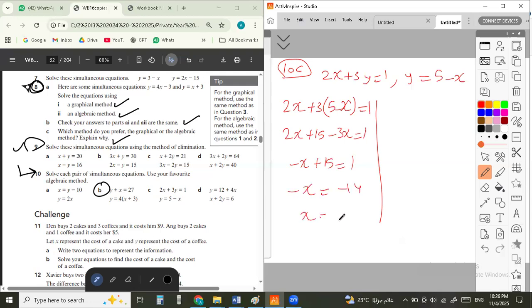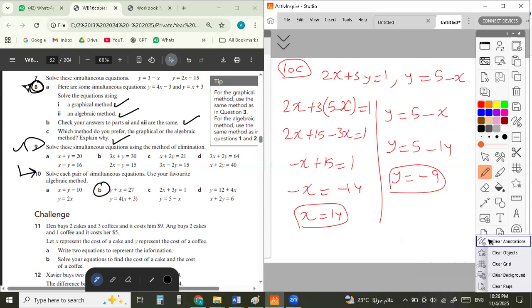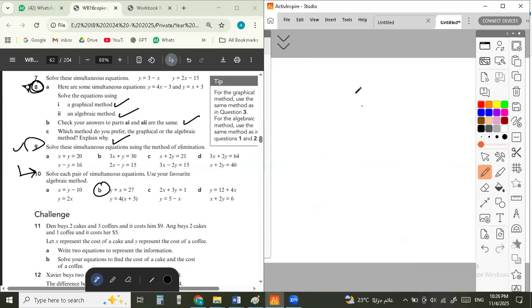x is 14. Substitute in the other equation. So y equals 5 minus 14. y equals negative 9. 5 minus 14 is negative 9. Then we've got the last one we answered was 10C. We've got now 10D.